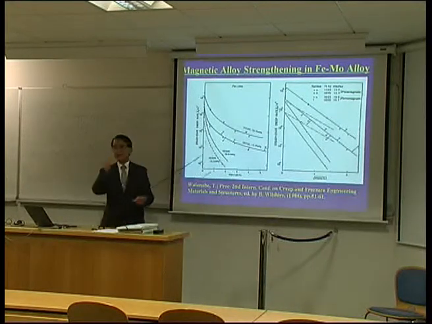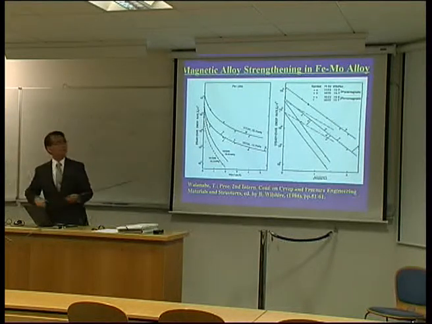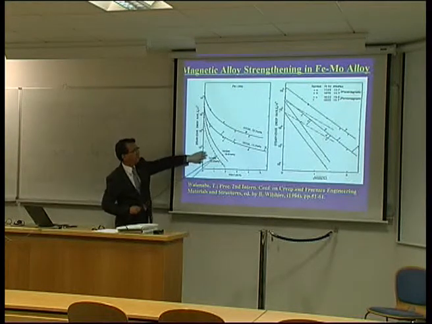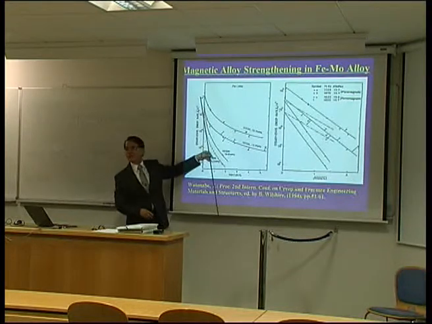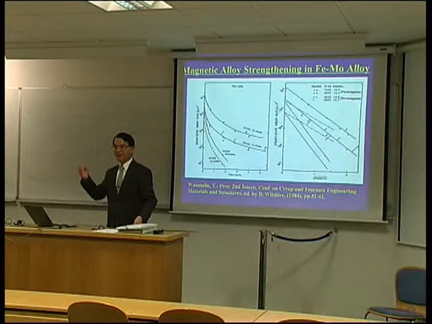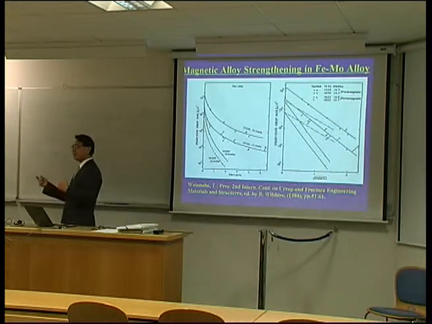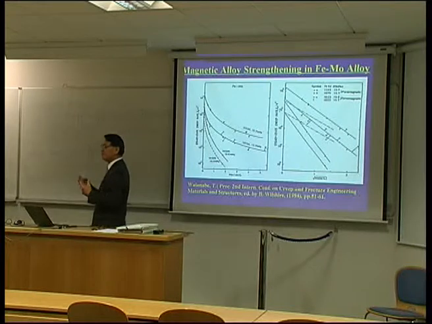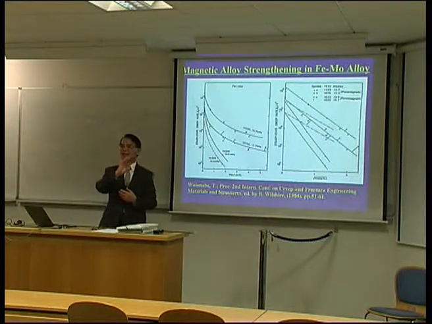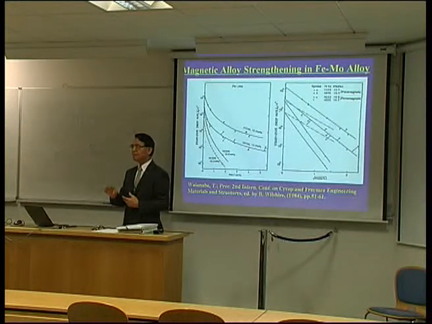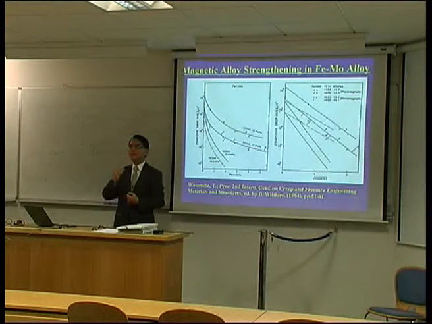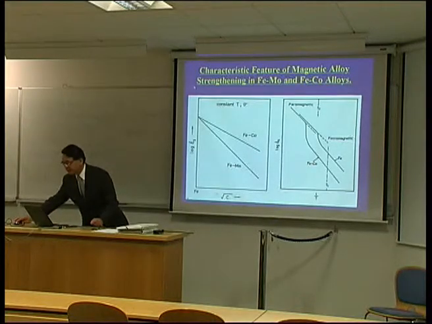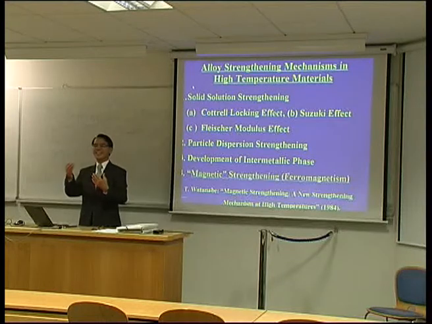So, without any magnetic effects, we can expect alloy strengthening to some extent. But as you see, in the ferromagnetic temperature range we can observe a more significant alloying effect. So in the case of iron molybdenum, we can expect a double effect of molybdenum alloying: the ordinary solid solution mechanism by Cottrell locking, and also an additional magnetic strengthening effect. So this is the background of my talk today.